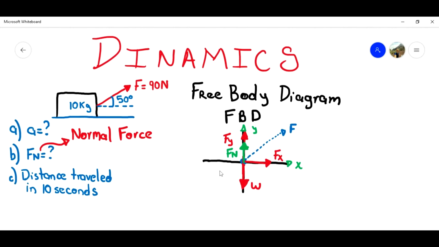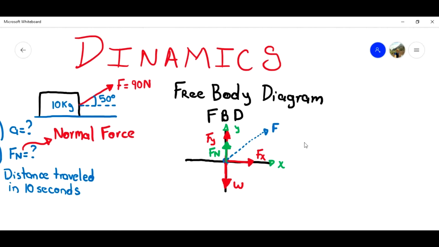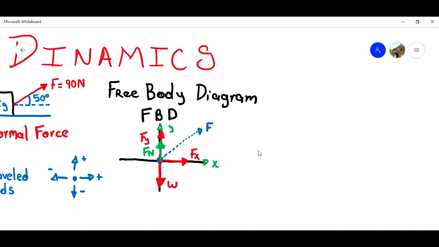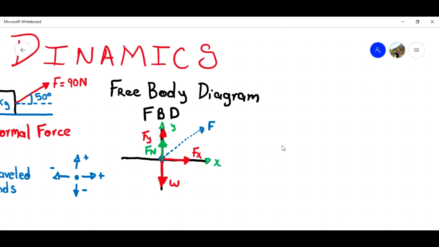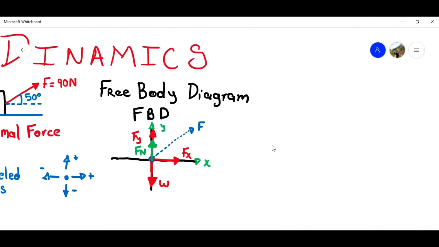Now, after I got my free body diagram, I'm going to begin with the analysis of my free body diagram. So in order to do it, I need to take into account the reference system. Remember that in the reference system, everything that goes right is positive, left is negative, up is positive, and down is negative. Okay, so I'm going to begin with the analysis. Remember, this is two-dimension, x and y, so I need to do both analyses. First, I'm going to begin with the y-axis. You can begin with the x-axis, it doesn't matter.